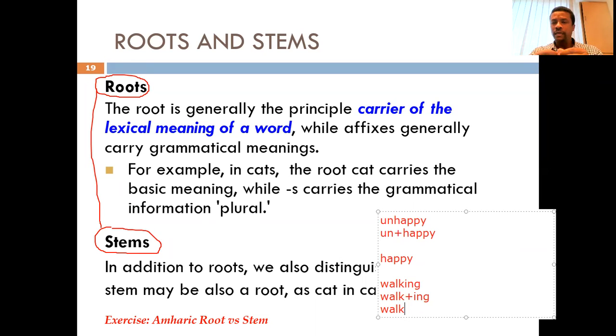You cannot further split it or segment it into smaller pieces. That's what we call a stem. In some languages, like most Semitic languages, we have another, more detailed analysis of the stem. And that's what we call a root.